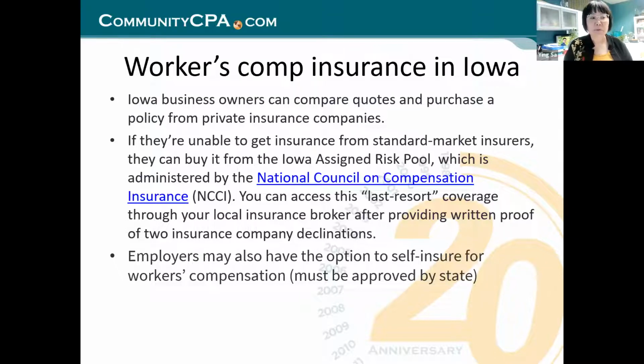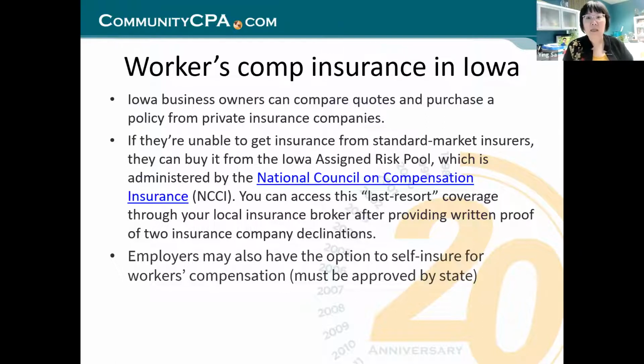Okay. Number 2, if you couldn't get it because your history is so bad, and other than that, if your history is really bad, I would encourage you to set up a new company. But if you don't want to set up a new company, you like your bad history, then you can go to the NCCI and request workers' comp insurance. You don't have to go with the standard market insurer. You can get a special one through this last resort.